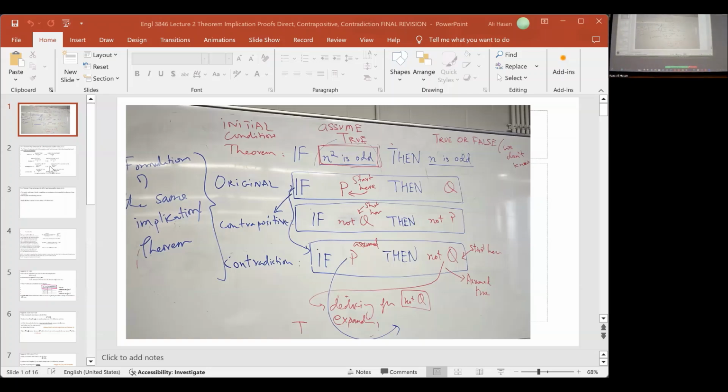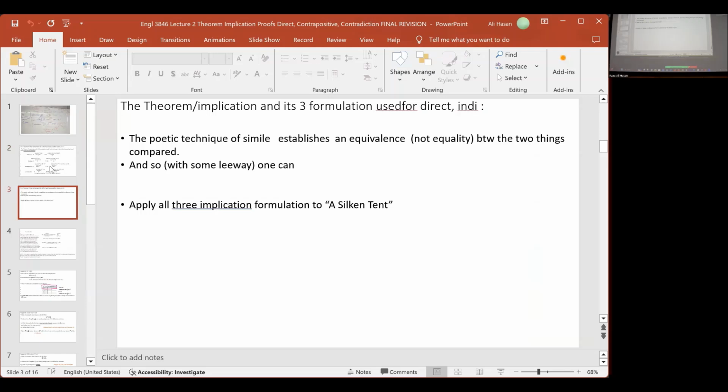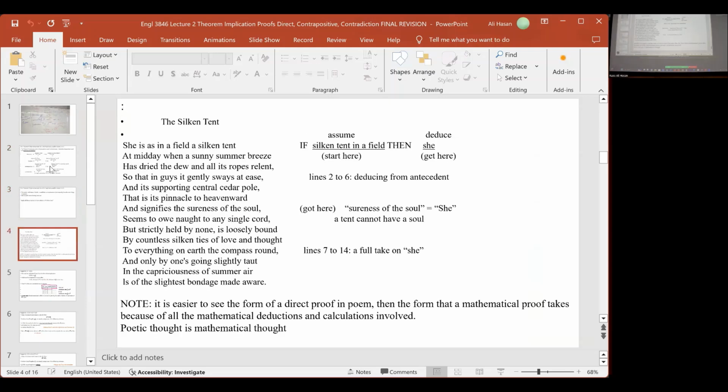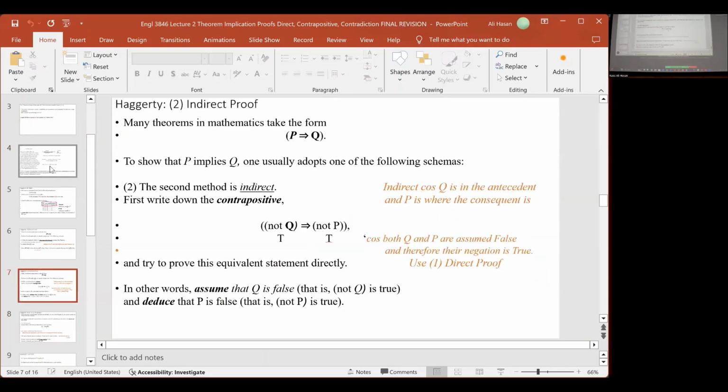So I added a note here. Last time we're going to start here. Start here, proof, keep going down, then bring P in, or you can begin with either, but you have to use both to get a contradiction. Okay, and then I added this. And then this is the old stuff here. And then you should look at all of this.